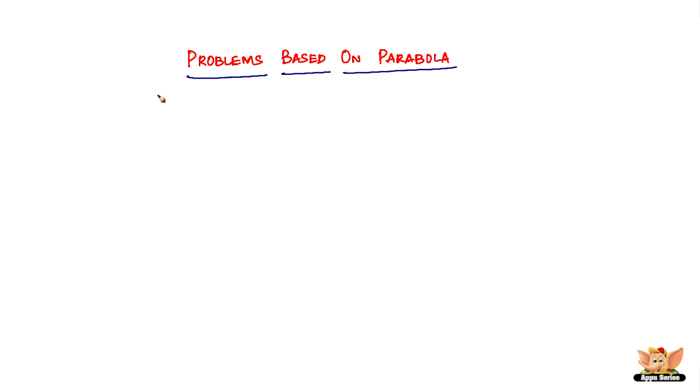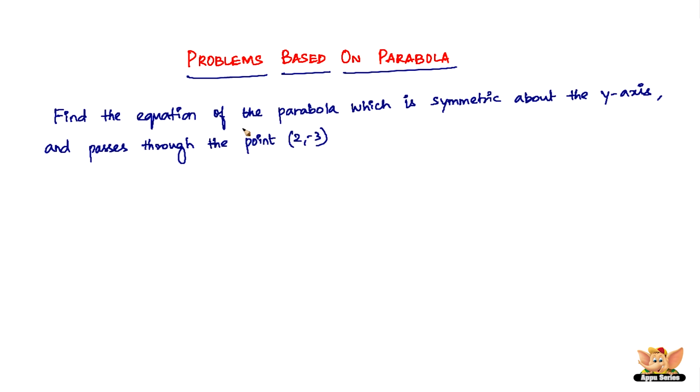In this video, let us continue to solve more problems based on parabola. Alright, here is the question which reads like this. It says, find the equation of the parabola which is symmetric about the y-axis and passes through the point (2, -3). So what does this mean?